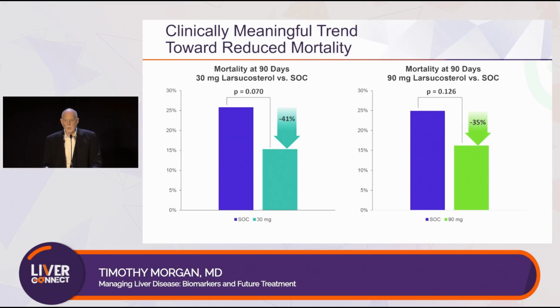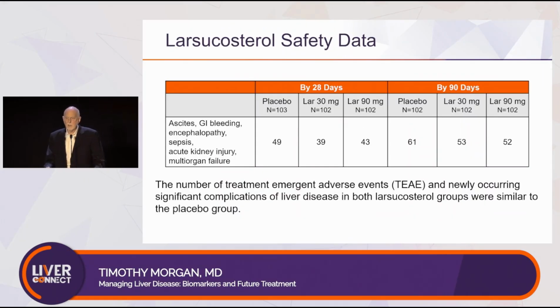These are some of them, looking at them. If you just look at 90-day mortality with the 30 milligram and the 90 milligram, you get a non-significant decrease, but clinically, if you could get a 40% decrease or a 35% decrease in mortality, you know what, that's pretty good. In terms of adverse events, these are just listed here as any kind of bad liver-related outcome, such as ascites, SBP, sepsis. When you take care of these people, they often have multiple. They GI bleed, and then they get sepsis, and then they get multi-organ failure, and you kind of have to group it all together. So these numbers are the numbers of people in each group that had one of those outcomes by day 28 and by day 90. A lower number is better. There's no statistics here, but you can just look at it and see that, generally speaking, the people that got the larsucosterol had somewhat fewer adverse events.